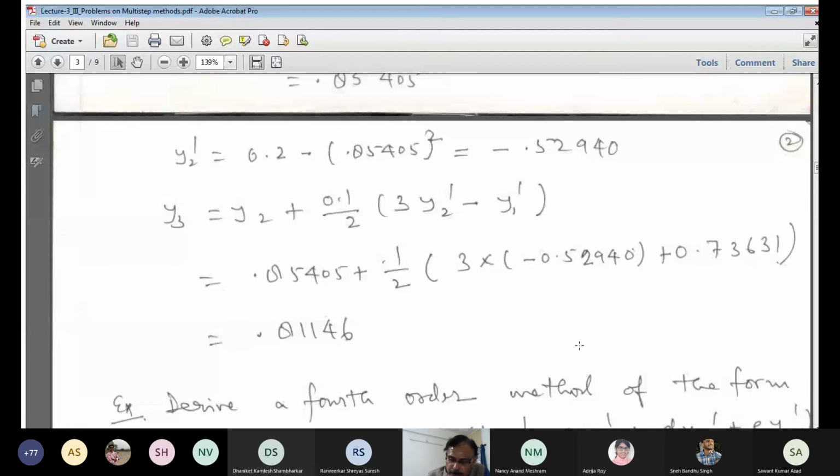First, you have to revise your interpolation. Otherwise, you won't be able to understand the derivation. Is that clear? Yes, sir. Okay.